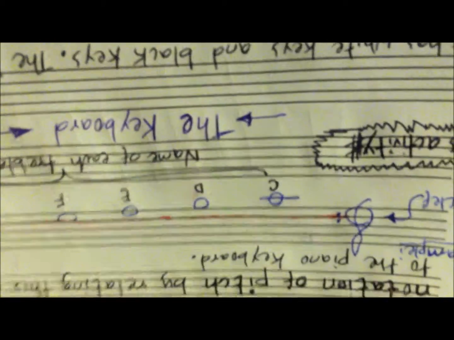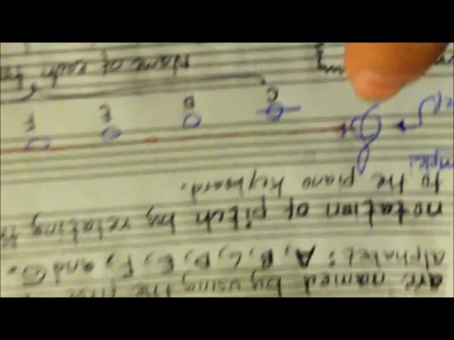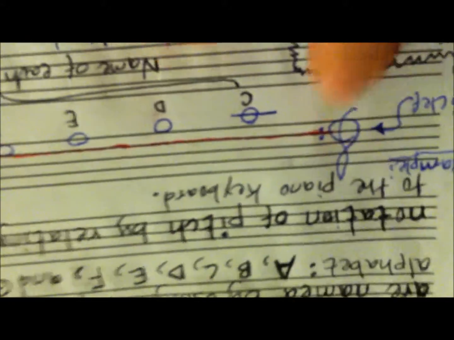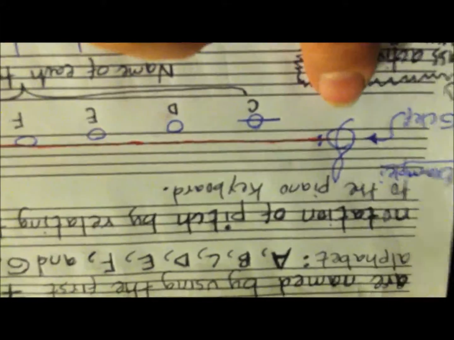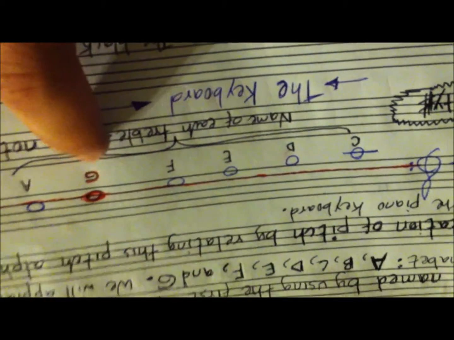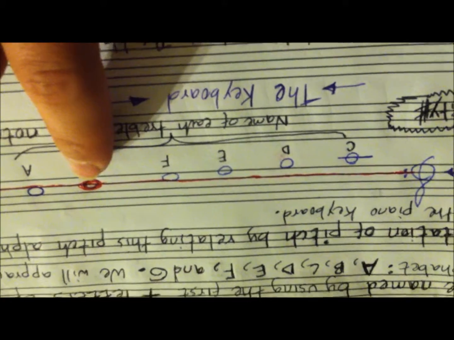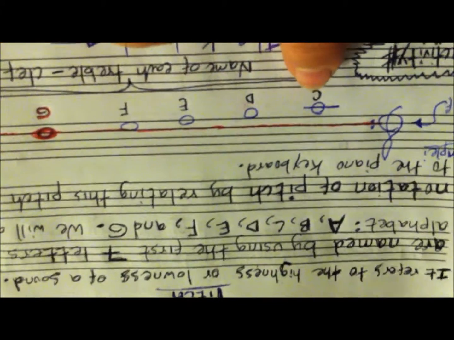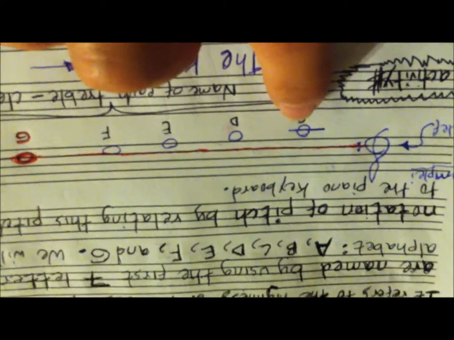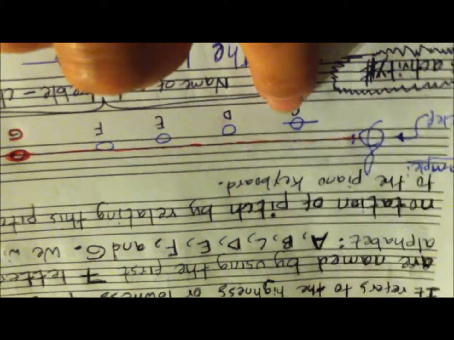So here is the main point why we call this the treble clef or G clef. We call this the G clef because the note G is identified on the second line of the staff. So the note C is written on the first ledger line.